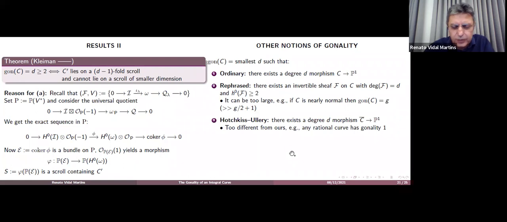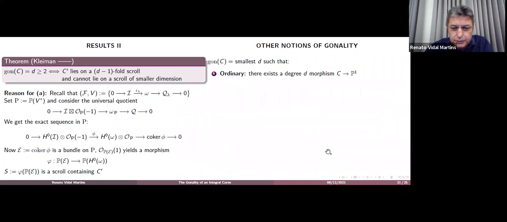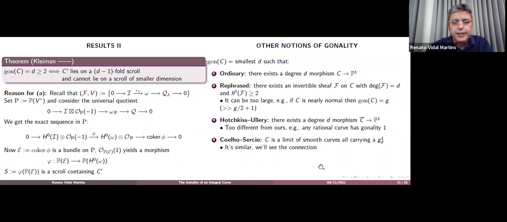Another one, which I saw in a paper, Hotchkiss-Eulery. I like this paper, but the definition is too different from ours: there exists a degree D morphism from C bar to P1. It's too different because any rational curve would have gonality 1. Then there's another paper by Juliana and Fred, which I like a lot, and it's in Fred's PhD thesis: C is a limit of smooth curves all carrying a g^1_D. It's similar. We'll see the connection, and that's it.